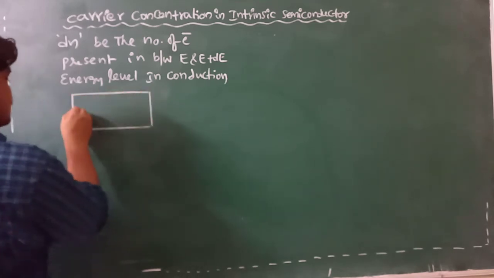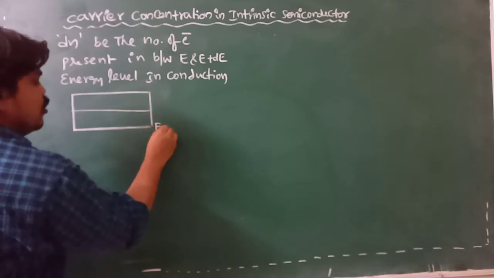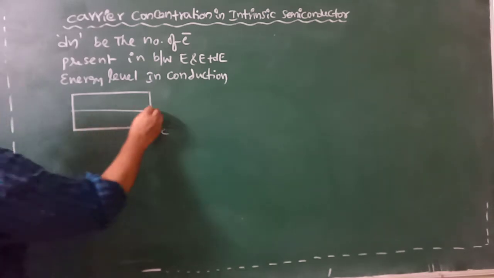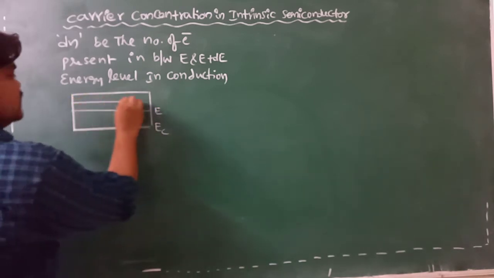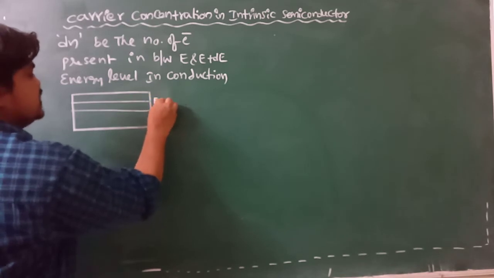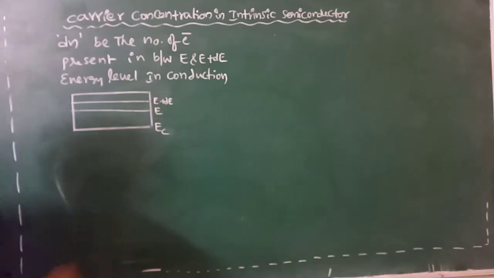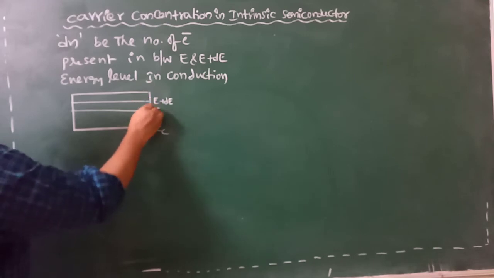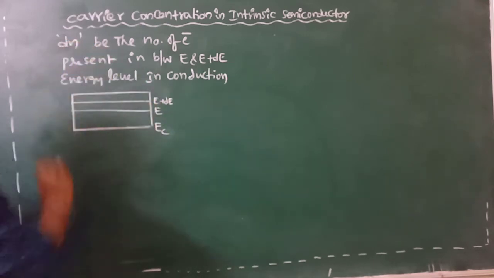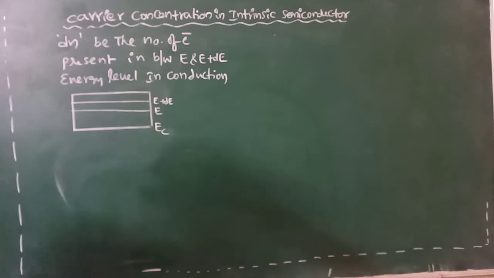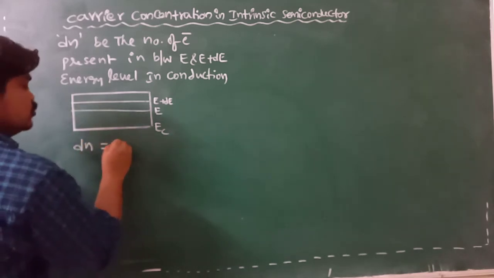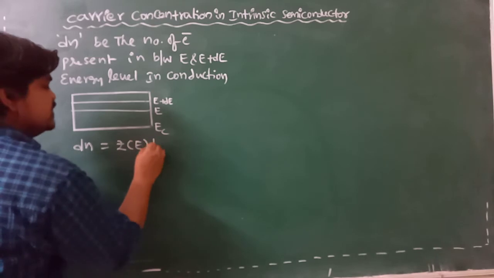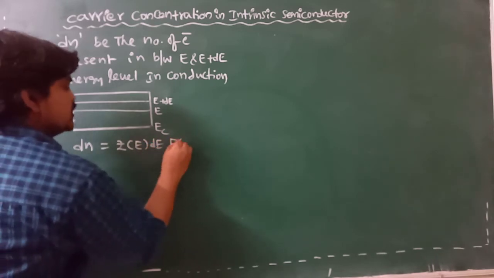Ec is the lower energy of the conduction band, E is the energy level in the conduction band, and E plus dE is another energy level. In between E and E plus dE, dn is the number of electrons present, then dn can be written as dn is equal to Z(E) dE into F(E).